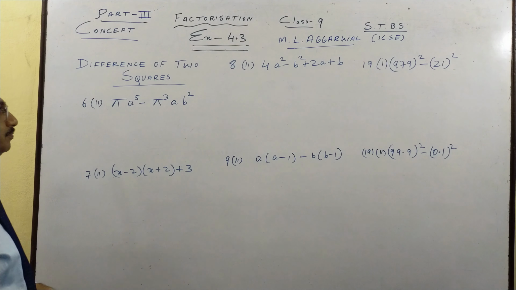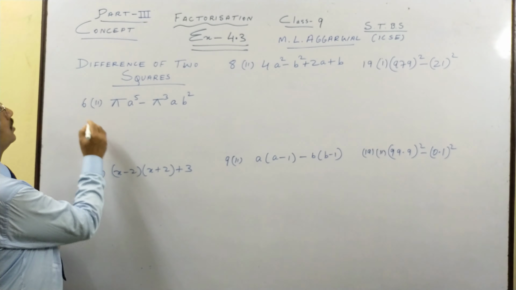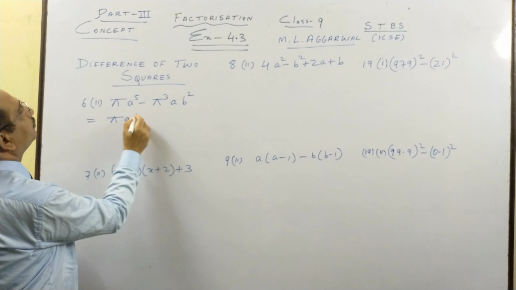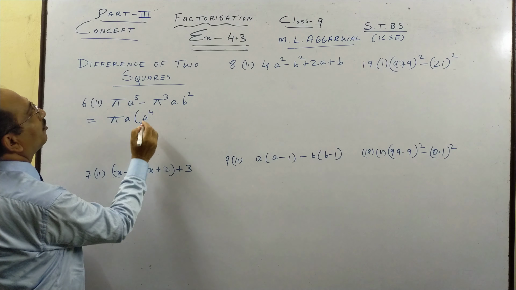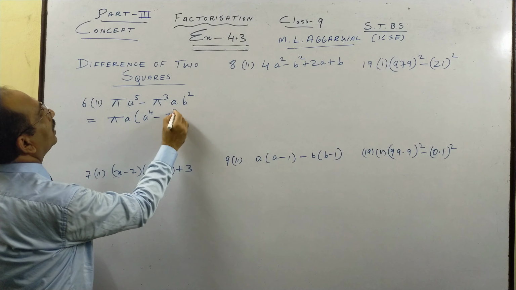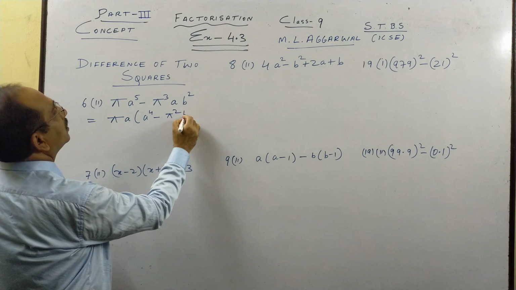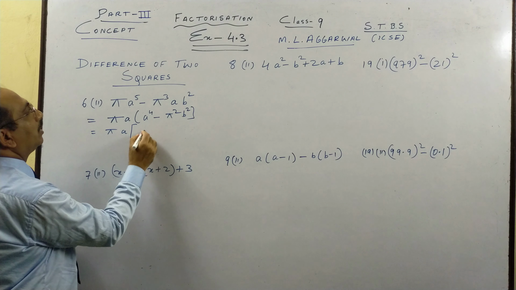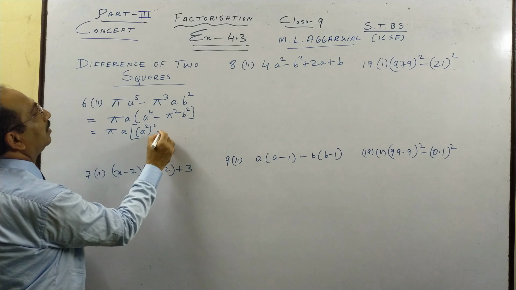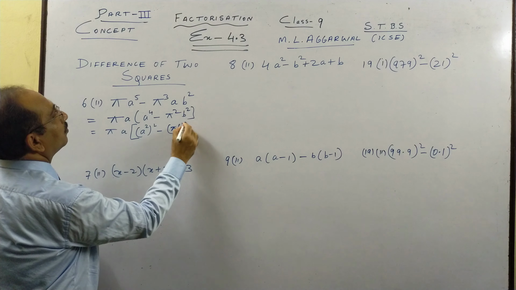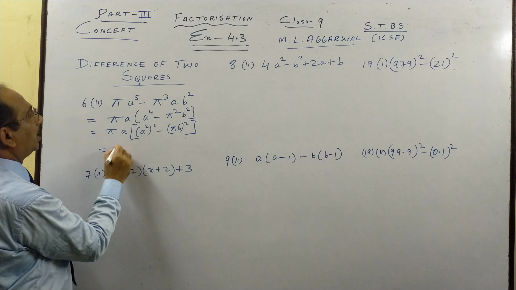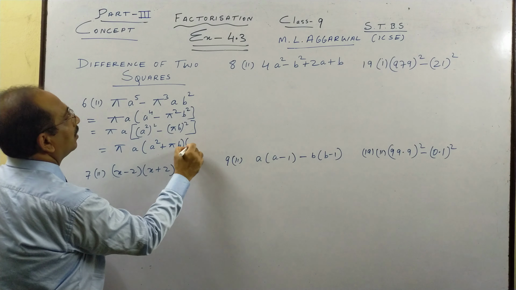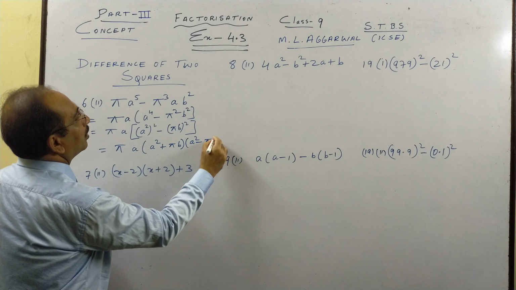So we come to question 6. So here what you see, pi and a are common. So here a to the power 4 is left, here pi square is left, and b square. See how I use bracket. Pi a, big bracket, (a square) square minus (pi b) whole square. So what do I get? Pi a (a square plus pi b)(a square minus pi b).